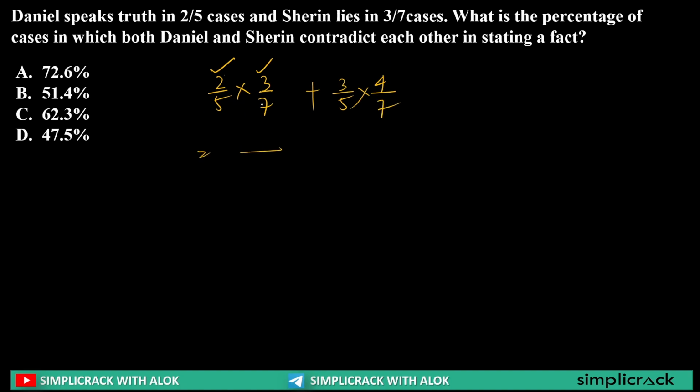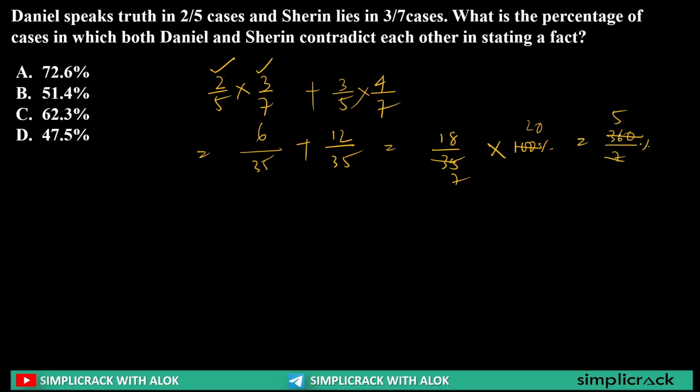Now what is the answer? 5 7 is 35, 2 3 is 6, 3 4 is 12 by 35, 12 plus 6 is equal to 18 by 35. Now we have to take the percentage, so I will multiply it by 100%. 360 by 7%, so 51.4% is the answer. Okay. You just need to understand how we are using this whole thing.